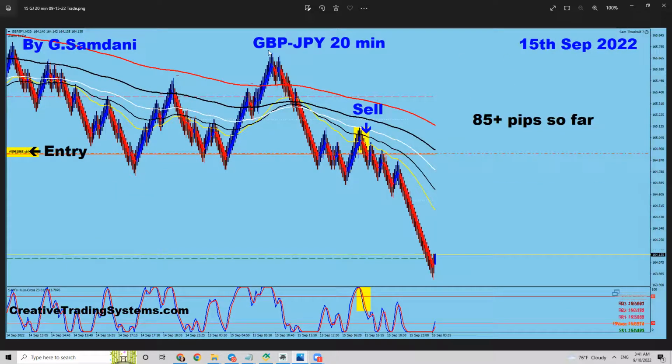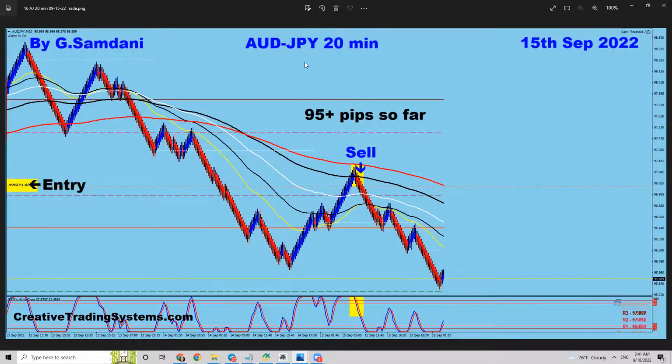But here on the 15th, again, pound yen, before that it came down and then was wobbling here. And then again on the next day, this is what it is. The day started here. It dropped, it went up, came down, gave me the entry, and boom, down, 85 pip. Here, Aussie yen on the 15th, down, right? And this is it. So these are 7 trades so far between the 14th and the 15th.